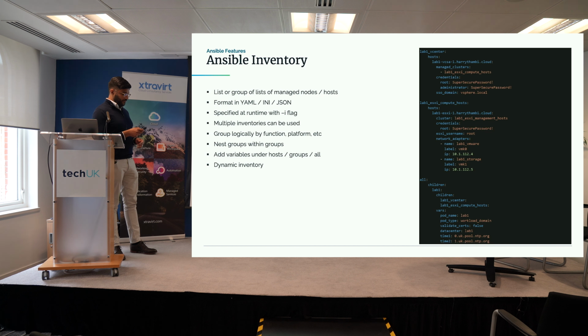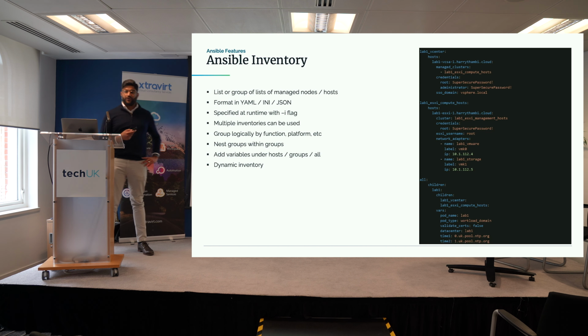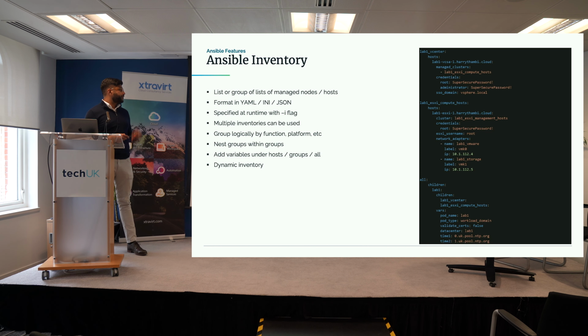So to recap over here, you can either do it in YAML, this is the YAML format. There are other different methods, INI and JSON. When you're using an inventory, you'll use the -i flag when you're running Ansible. You can group, groups are done logically by a function or a platform. In my case, I've grouped it by ESXi host and vCenter. And you can add variables and dynamic inventory.